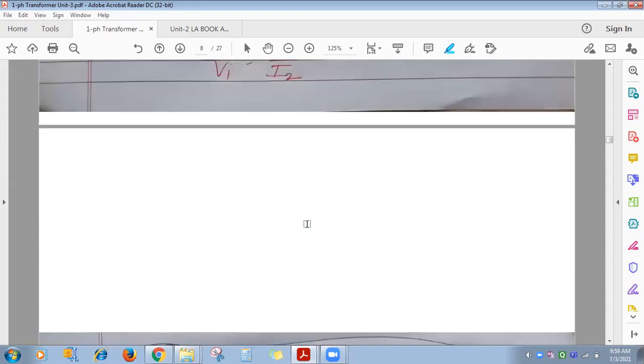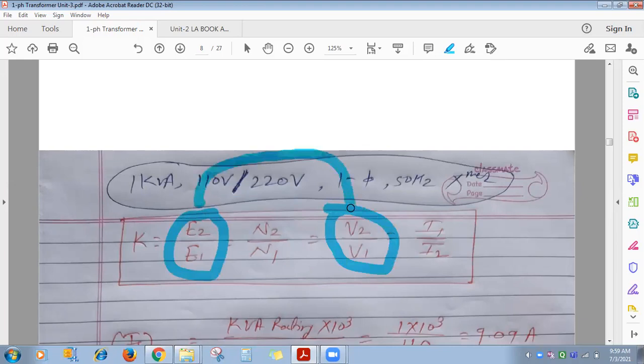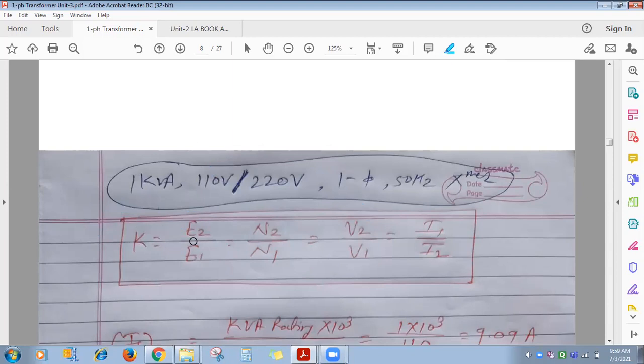Now, what we have learned before this: if you remember, we derived the expressions for E2 and E1. If you take their ratio, we got E2 by E1 is N2 by N1. And if you remember, at no load condition, when the transformer is at no load, E2 is equal to V2 and E1 is equal to V1. This one is equal to the transformation ratio. So I can equate this at no load condition. When the transformer is under loaded condition, only this one is true: K is equal to E2 by E1 is equal to N2 by N1.